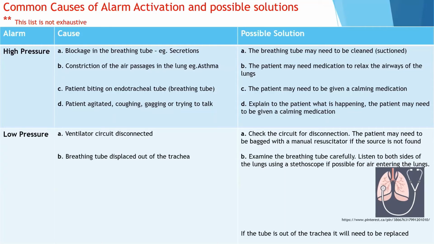If the low pressure alarm rings, a possible cause could be that the ventilator circuit is disconnected. It's important to check the circuit for disconnection, and the patient may need to be bagged with a manual resuscitator if the source is not found. It could be possible that the breathing tube is displaced out of the trachea. Examine the breathing tube carefully. Listen to both sides of the lungs using a stethoscope, if possible, for air entering the lungs. If the tube is out of the trachea, it will need to be replaced.